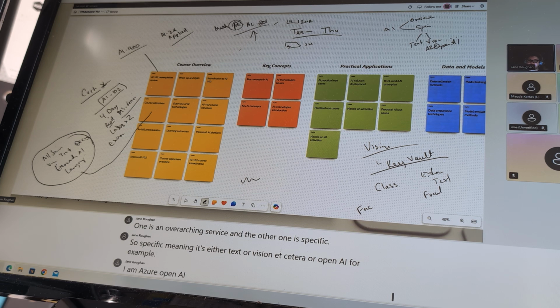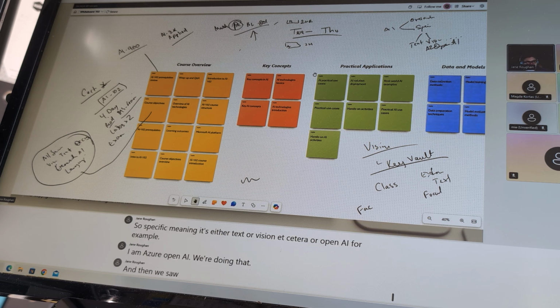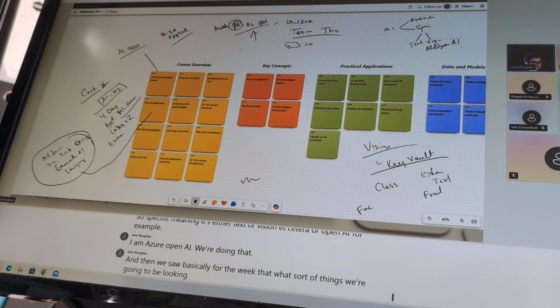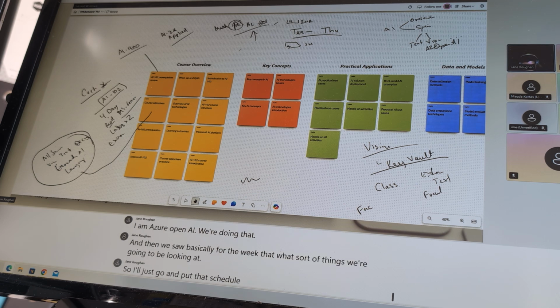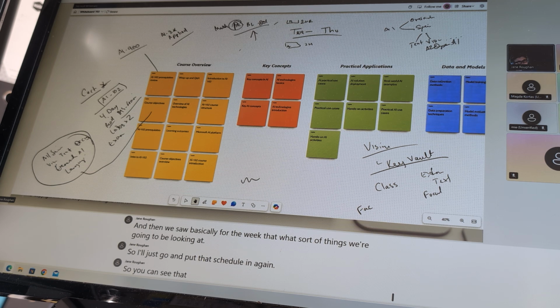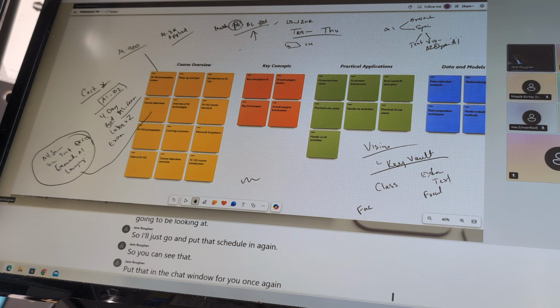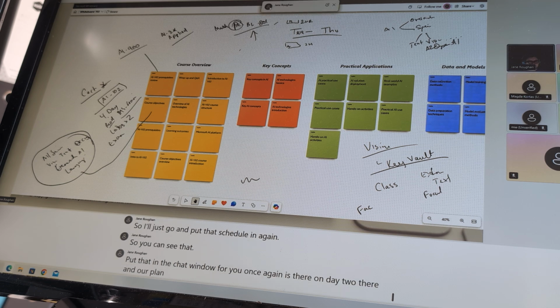We're doing that, and then we saw basically for the week what sort of things we're going to be looking at. So I'll just go and put that schedule in again so you can see that. I'll put that in the chat window for you once again. So we're on day 2 there.